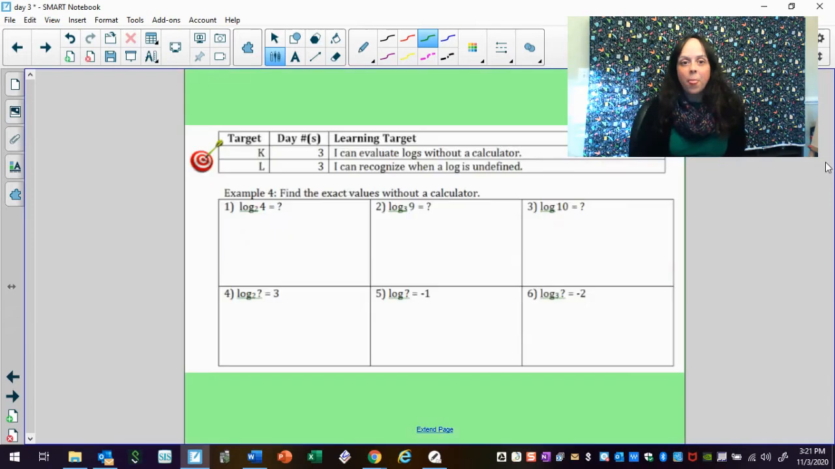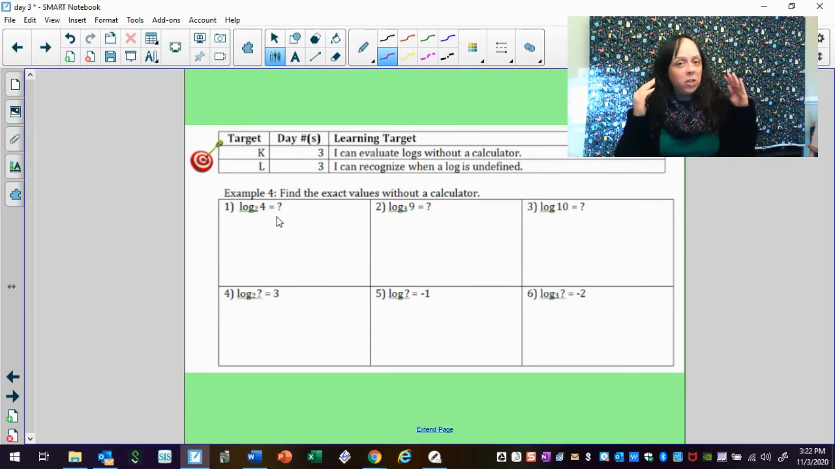Easy peasy. All right. Again, pause, write down, try some of these on your own if you need to. You can always rewatch if we need to, okay? If I'm going too fast, you can always slow it down. All right, so we're gonna do some log evaluating, and this is going to be without our calculators, always. Welcome to pre-calc, right?